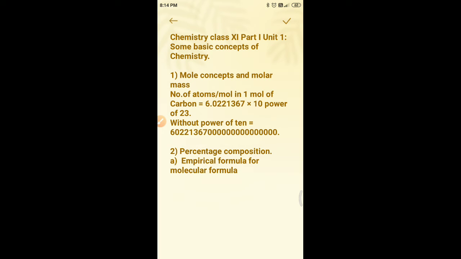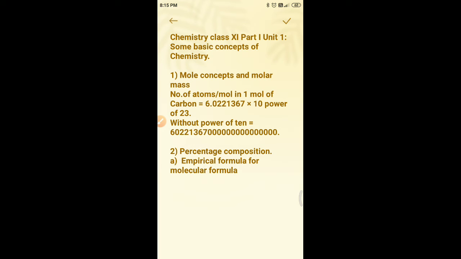See, moles of hydrogen: 4.07 grams of hydrogen is contained in this compound. The atomic mass of hydrogen is 1.008 gram. So to convert to moles of hydrogen, 4.07 grams divided by 1.008 gram, you'll get the answer 4.04 moles of hydrogen.